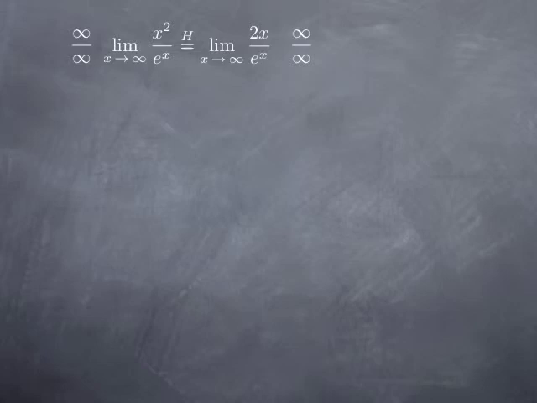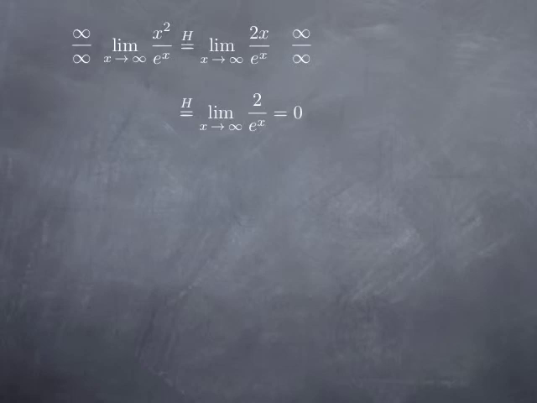So we can apply it again to that new function, to the effect that the limit is the same as the limit of the quotient of the derivatives. Derivative of the top this time is 2, derivative of the bottom is still e to the x, and now as x goes to infinity, e to the x goes to infinity, but 2 is constant, so this limit is 0.